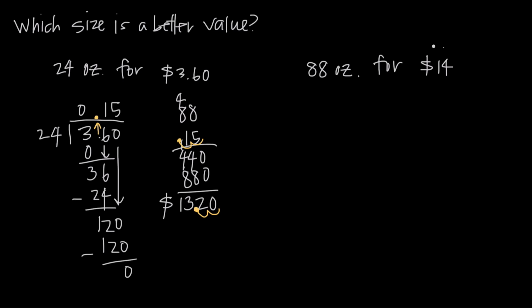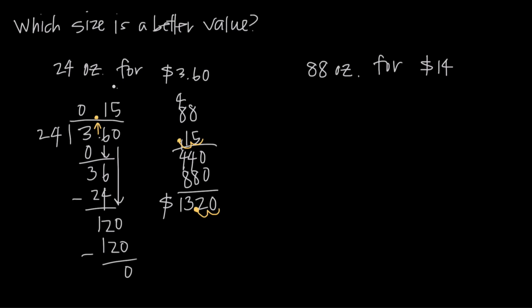But we're being charged $14 for it instead of $13.20 or something less than that. So this actually doesn't turn out to be a good deal. We should just buy the 24-ounce package for $3.60, and if we want more quantity, we should buy more of these instead of one 88-ounce package for $14, because this is a better price per ounce. It's a better value.